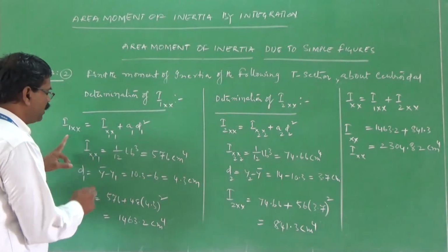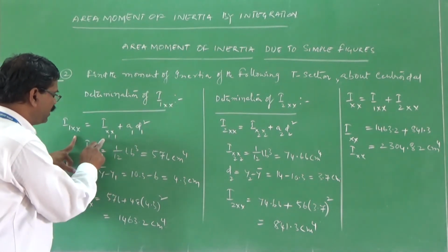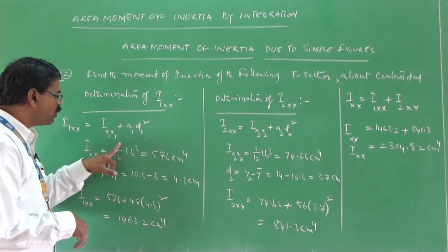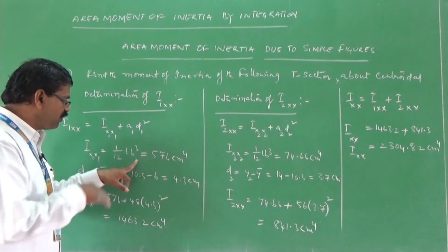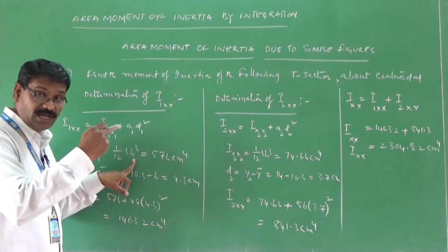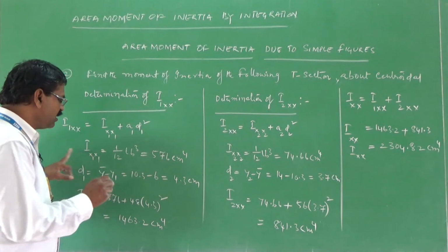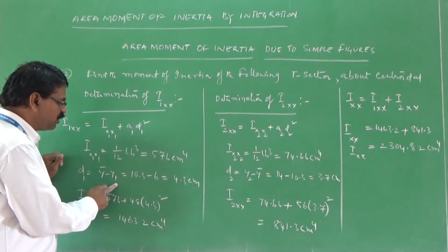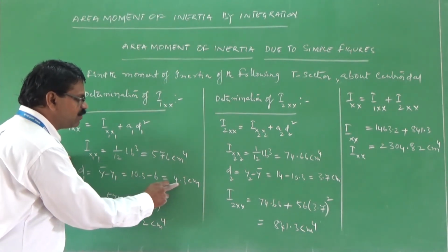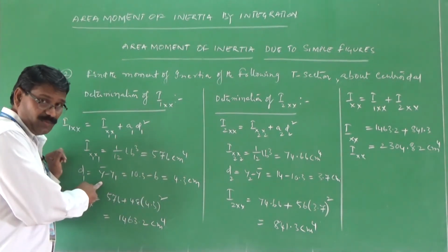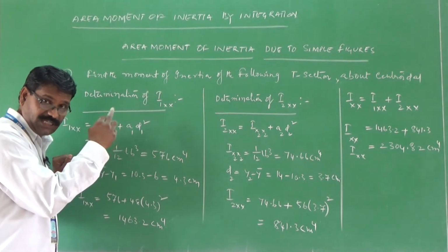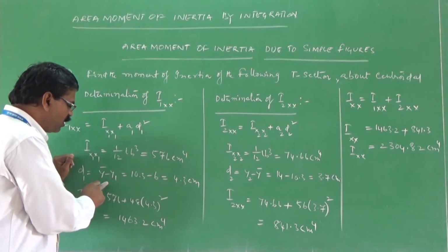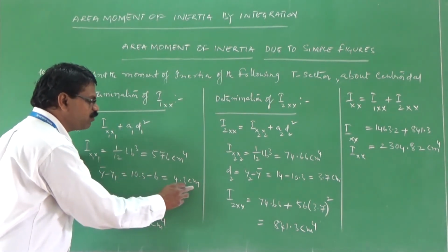For I1 double x, we have a stipulated formula: I1 double x is equal to Ix1x1 plus A1 d1 square. Bring all the values. Ix1x1 is equal to 1 by 12 into L B cube. After simplifying the L value and B value of the first rectangle of the T section, we get 576 centimeter to the power of 4. And d1 is equal to y bar minus y1, that is 10.3 minus 6, which is equal to 4.3 centimeters. This y bar is the y coordinate of the centroid C of x bar, y bar. That y bar coordinate is 10.3, which we got for the centroid. Therefore, y bar minus y1 is equal to 10.3 minus 6, that is 4.3 centimeters.